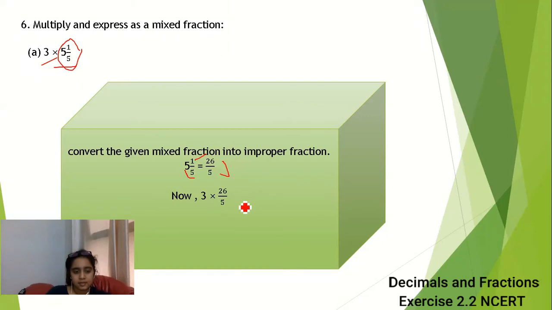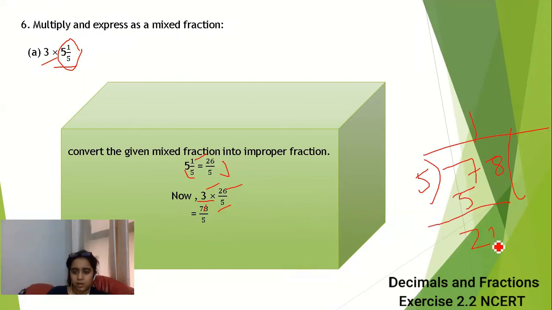So in the next step, 3 multiplied by 26 upon 5, and we can represent 3 as 3 upon 1. Now we multiply the numerator values with each other and the denominator values with each other. If I multiply 26 by 3, I get 78, so 78 upon 5. Now we divide 78 by 5: 5 1s are 5, 2 is left, 28, and 5 5s are 25, and 3 is the remainder.